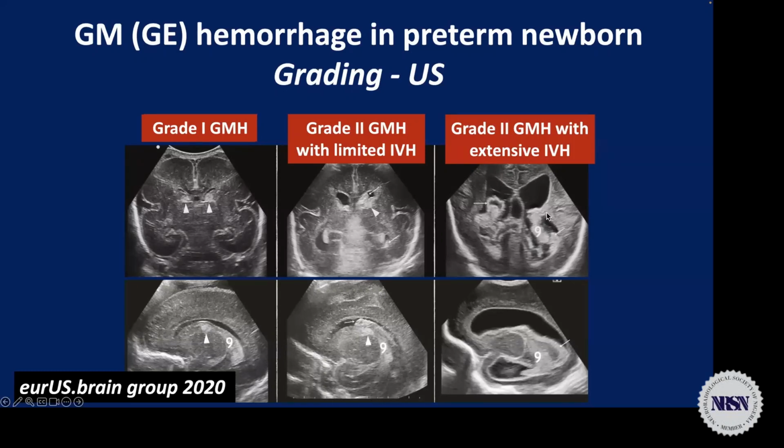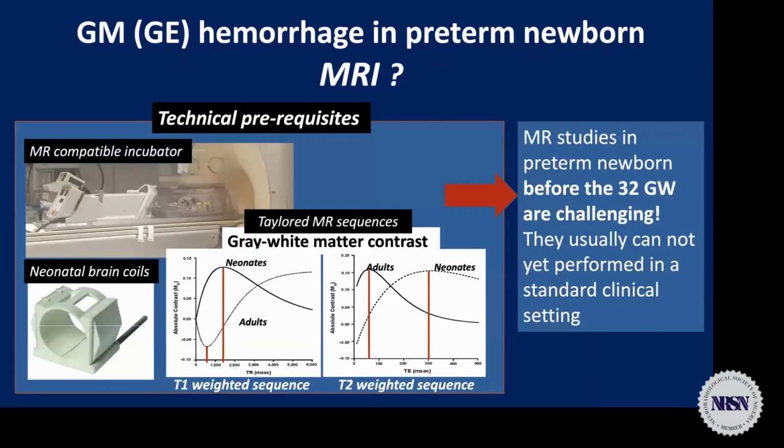So the reality is a little more complicated than Papile said in 1978. So what is the role of MRI in evaluating this kind of disease, and more generally speaking, the brain of the preemies?